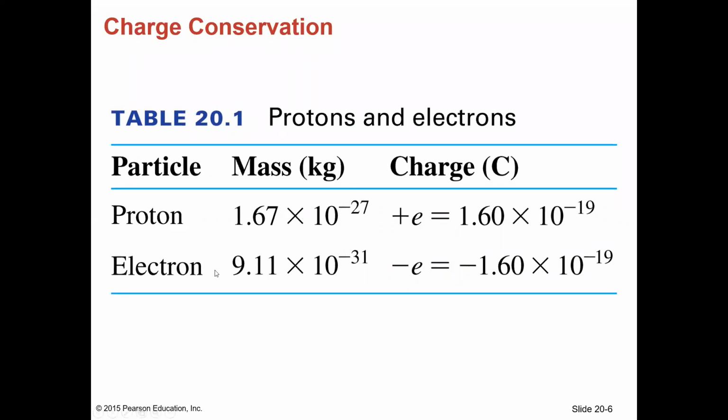Proton and electron have the same charge. The charge on a proton and an electron is 1.6 times 10 to the minus 19 coulombs. The only difference is that the proton is positive and the electron is negative. Though their masses are different, the proton is much heavier than the electron. The mass of a proton is 1.67 times 10 to the negative 27 kilograms. The electron is 9.11 times 10 to the minus 31 kilograms.